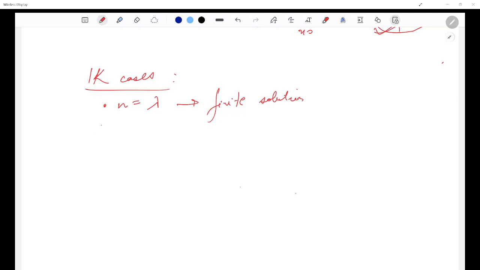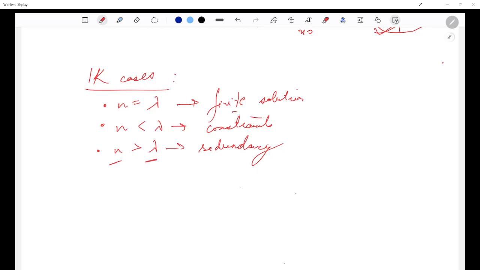But if n is less than lambda, you have some constraints, and if your degree of freedom is greater than lambda, that means you have redundancy. All right, so what does this mean? Your degree of freedom is more than what is required for that robot. For example, if you are using a robot which can just move in this plane, all you need is... or let's take a very particular example.